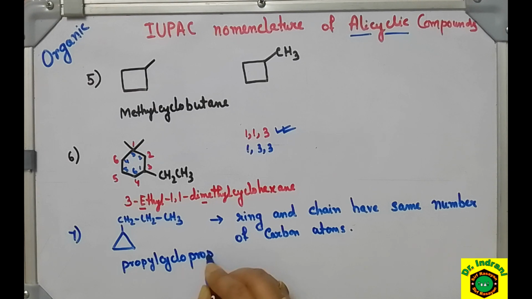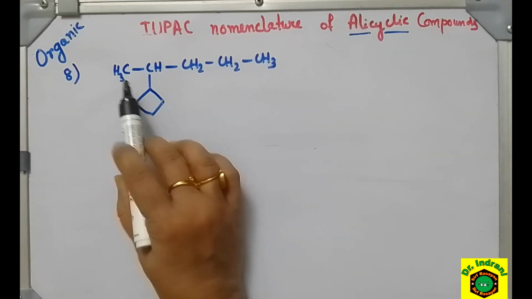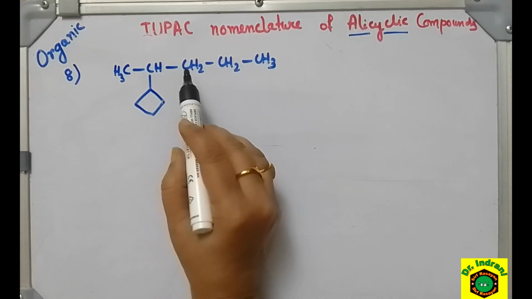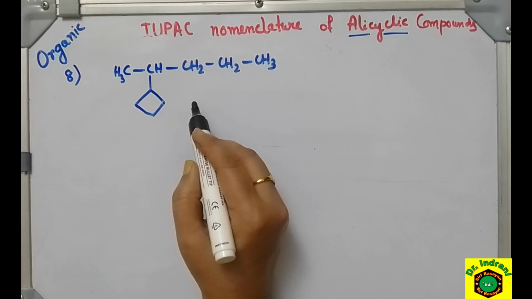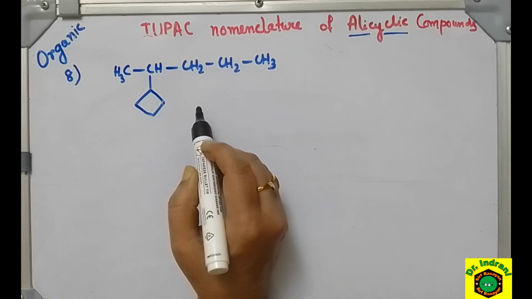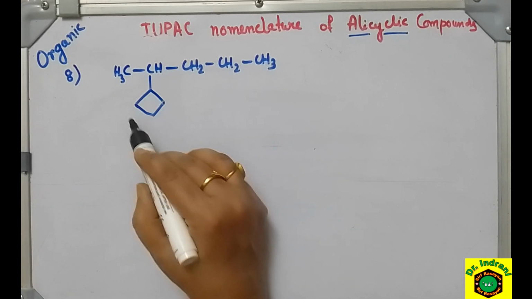Cyclopropane, as if it is a derivative of cyclopropane. So it is a derivative of cyclopropane. Its name is propylcyclopropane. Now in the next example, see, in the chain 5 carbon atoms are there and in the ring 4 carbon atoms are there. So the chain has more carbon atoms than the ring. If the ring has fewer carbon atoms than the alkyl group attached to it, the compound is a derivative of alkane, and the ring is treated as a substituent.